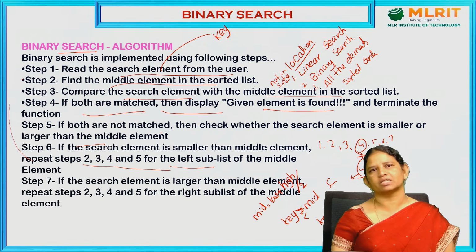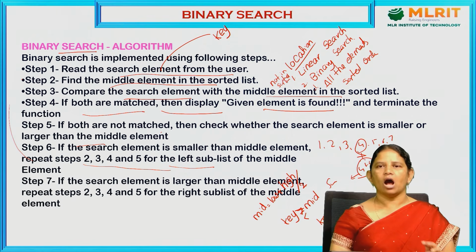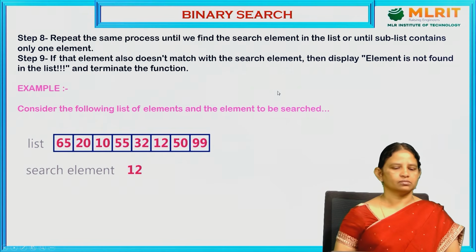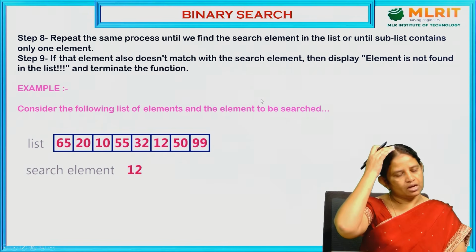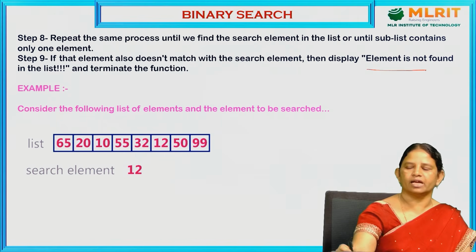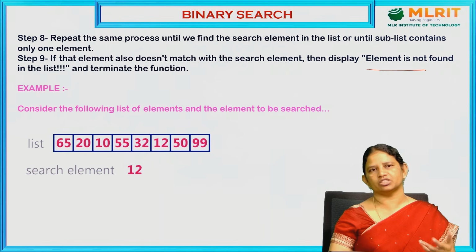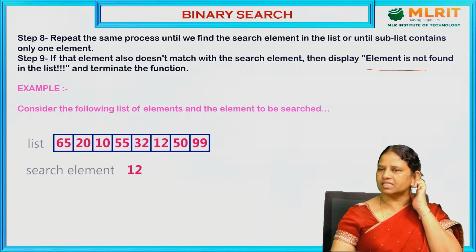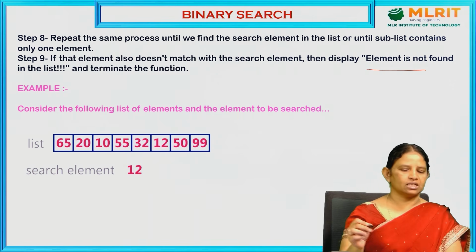Let us look at some examples to understand how binary search works. If all steps are completed and the element is not found, then we have to return that the element is not found. After repetition of the process, if the element is not found in the list, we return that the element is not found. Consider the list of elements.